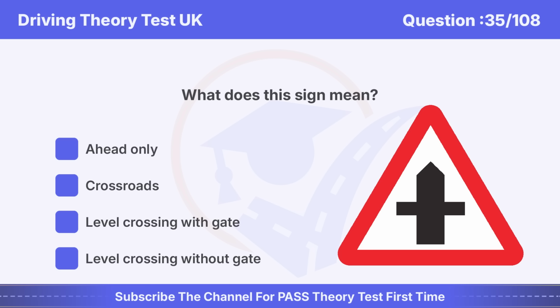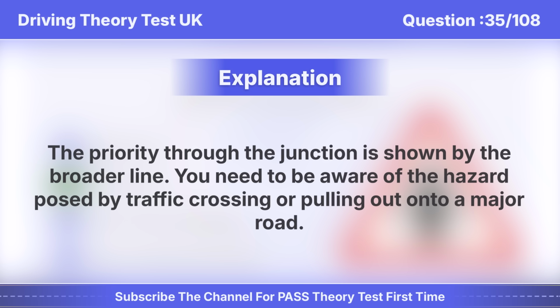Question 35. What does this sign mean? Answer is B. Crossroads. The priority through the junction is shown by the broader line. You need to be aware of the hazard posed by traffic crossing or pulling out onto a major road.